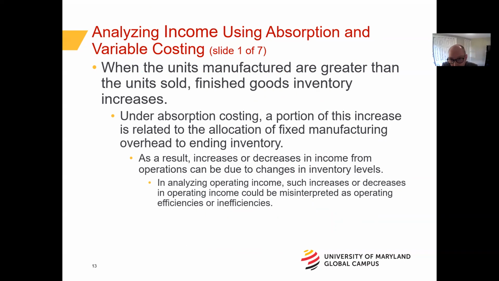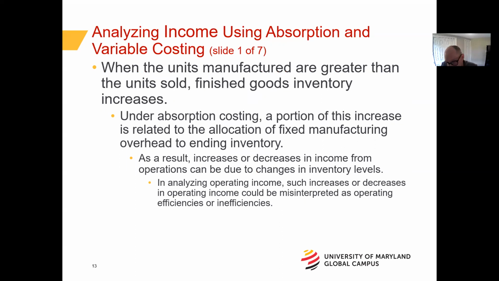So a couple of key impacts from what we just saw. Think about the image that we just saw. If the units manufactured are greater than the units sold, that means we have an increase in finished goods inventory. Of course, that's what that means, right? I made more, didn't sell as much. That means I must have more in my finished goods inventory. Absolutely, that makes sense.